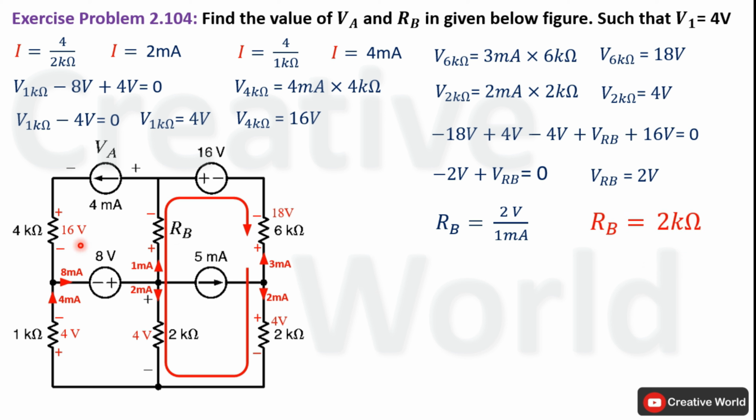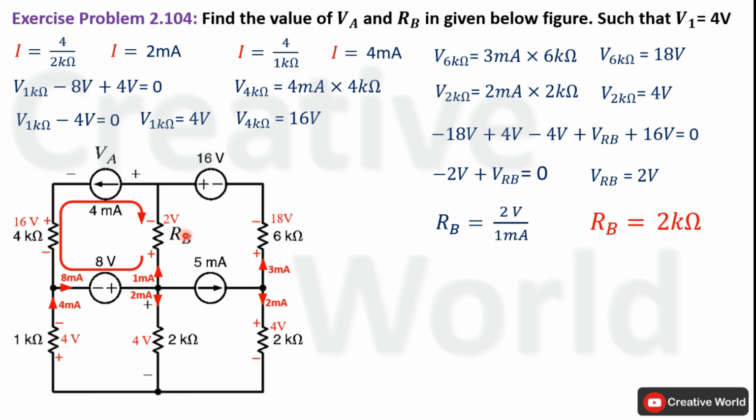Similarly, we will apply Kirchhoff's voltage law through this closed loop to calculate voltage across this constant current source. For that purpose, we are assuming the direction of current in clockwise direction. Start writing KVL equation for this closed loop. Start from here. Current entering terminal is negative, so 2 volt will be taken with negative sign. Next, current entering terminal is positive, so 8 volt will be taken with positive sign. Next, current entering terminal is negative, 16 volt will be taken with negative sign. And at the end, current entering terminal is negative, so VA will be taken with negative sign.